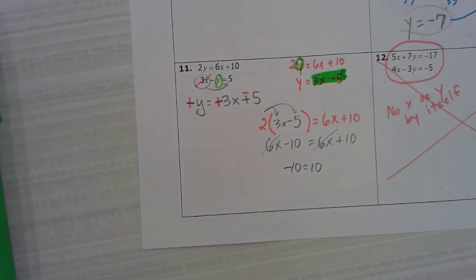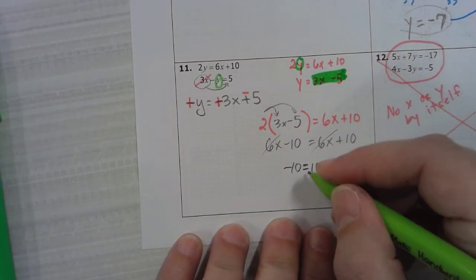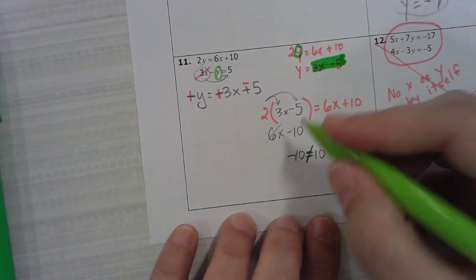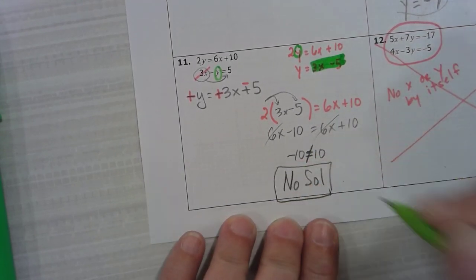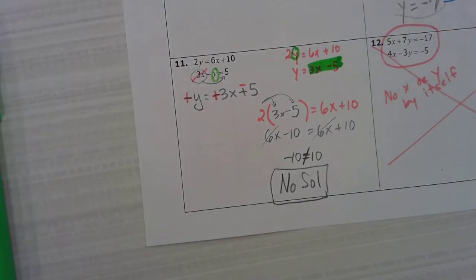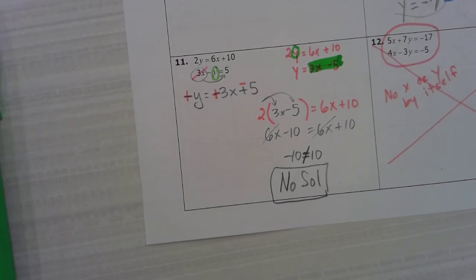What do you know about that? Is that true? Can negative 10 equal positive 10? I wish the bank thought that. Negative $10 is very different than positive $10. Unfortunately, these are not the same. This is no solution. Your x's are going to cross out. You're going to be left with numbers that don't match. Okay, if your x's cross out and you're left with a true statement like 5 equals 5, that's infinitely many. Right?